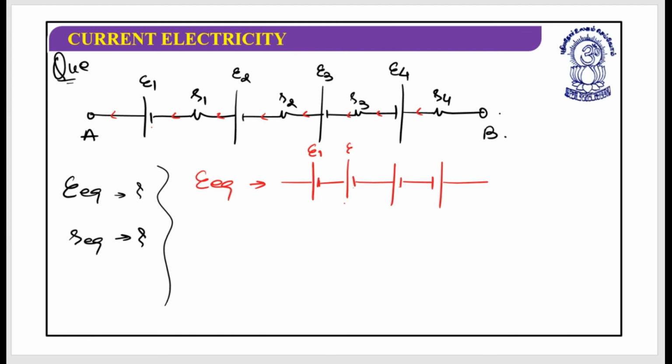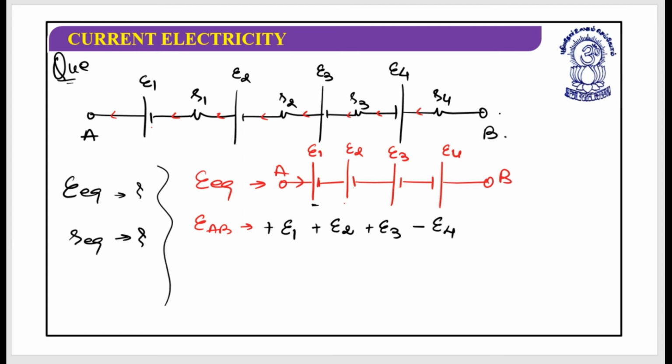This is E1, this is E2, this is E3, this is E4. So this is A, this is B. If you go from A, what will you write? Remember, before charging and discharging of a cell, we have derived this: if you are moving and you hit the battery's positive terminal, you need to write it as positive. It's plus E1, then plus E2, then plus E3, but here it's minus E4.